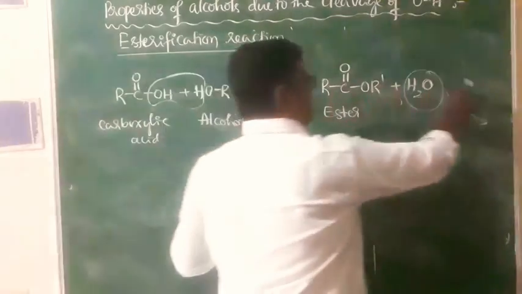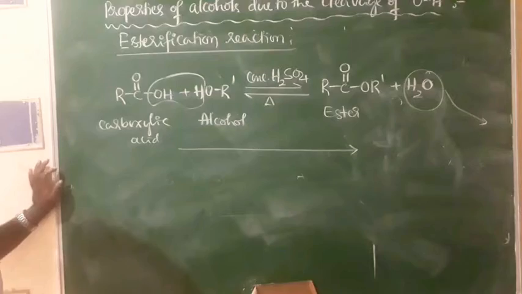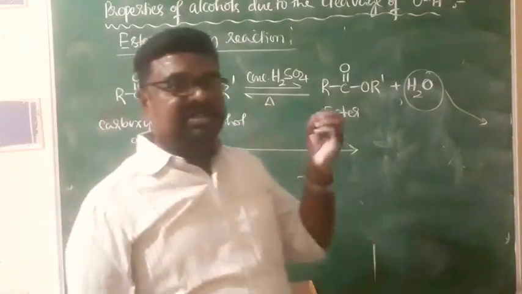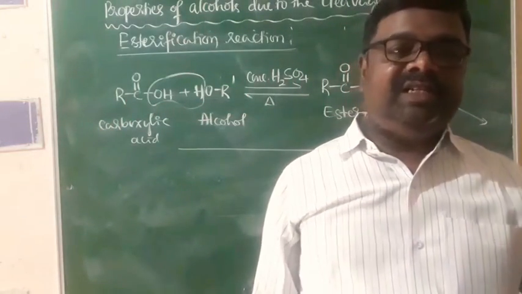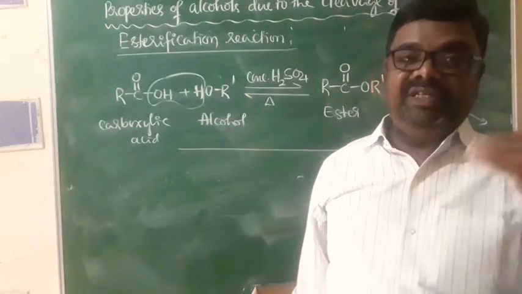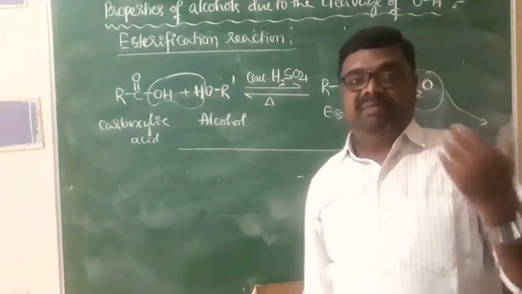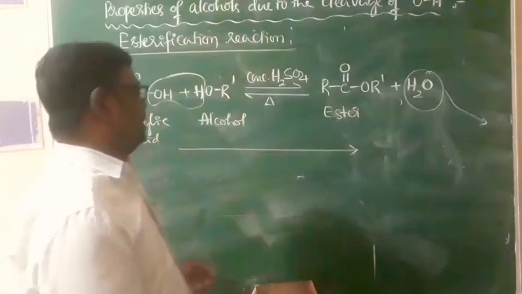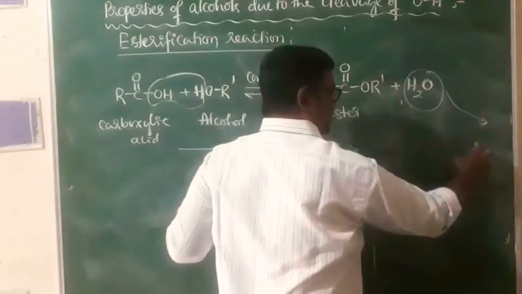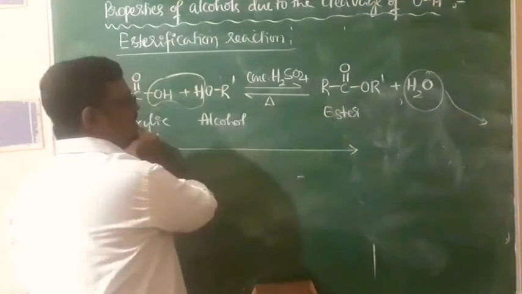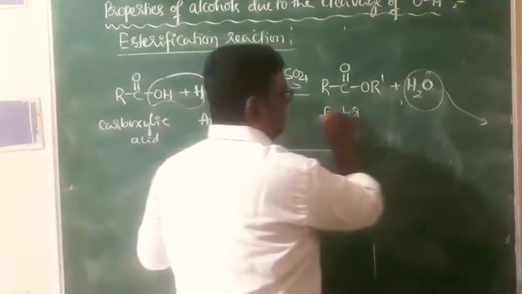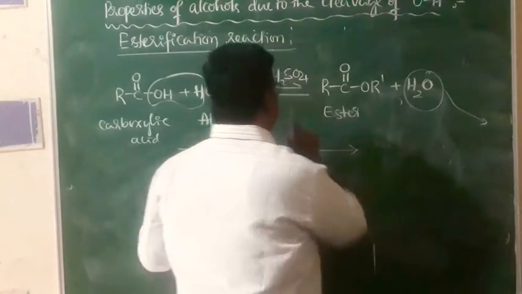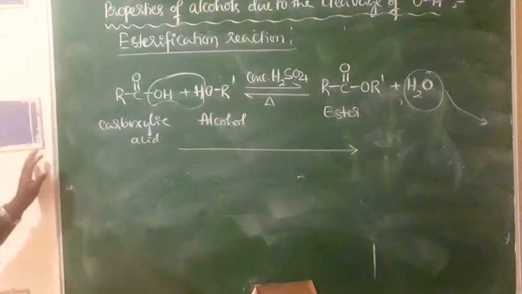When water is removed, according to Le Chatelier's principle, when an equilibrium is disturbed by changing concentration, temperature or pressure, it will shift in the direction in which the effect of the disturbance is cancelled. In that manner, look at this. If I remove water, in order to compensate for that, the equilibrium will shift in the forward direction. So that's why concentrated sulfuric acid is used here.